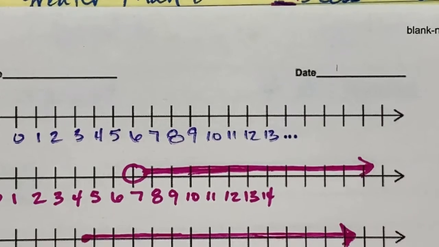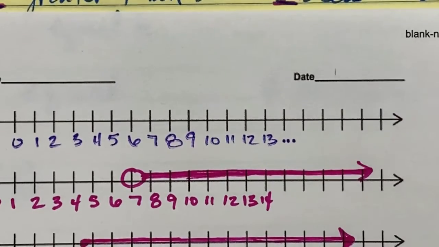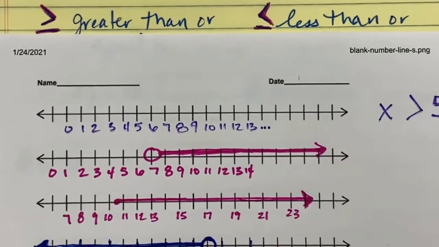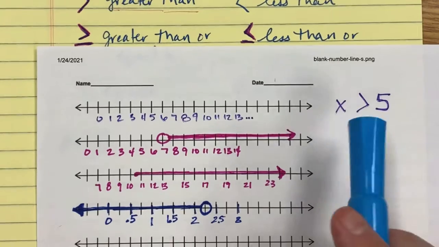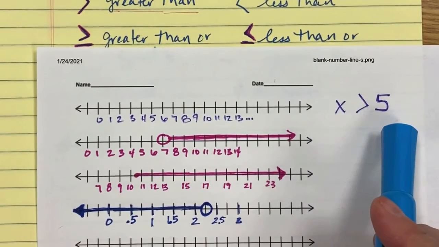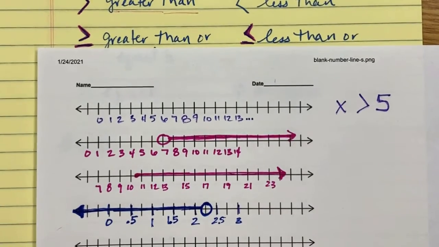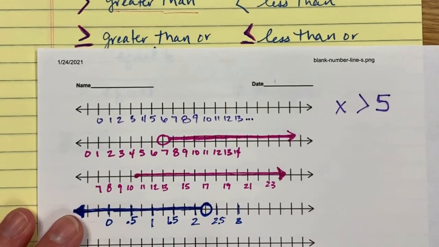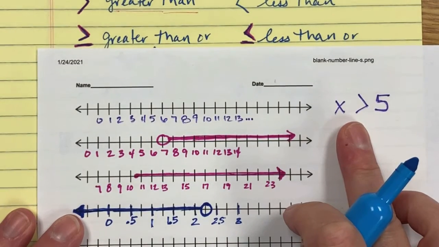In lesson 4-7, you need to be able to graph x is greater than 5. If I just say that statement, x is greater than 5, some possible solutions could be 5.5, 6, 7, 8, 9, 10. Can 5 be a solution?